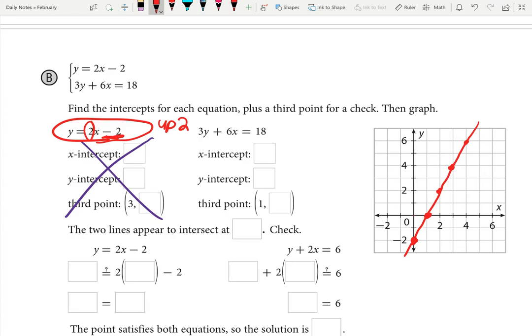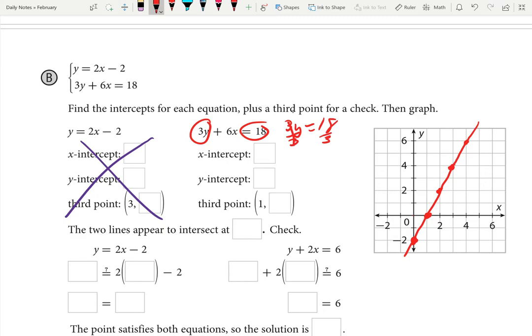Okay. So now let's look at the second equation. The second equation is 3y plus 6x equals 18. So remember, just find the intercepts in this one because this is not slope-intercept form. So let's just solve 3y equals 18. You divide by 3 to solve it, and we have y equal to 6. So the y-intercept is 6.